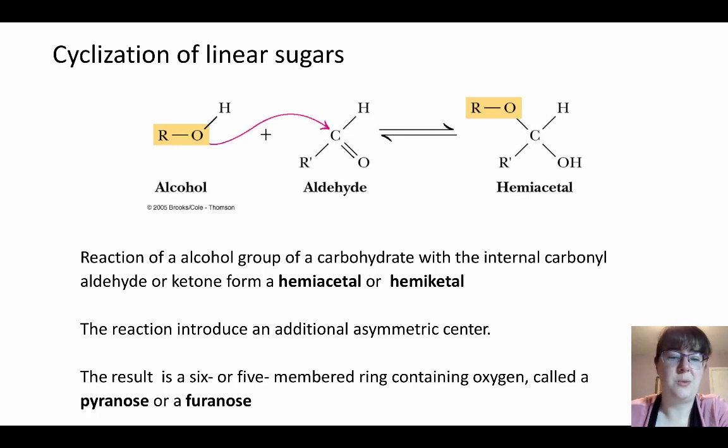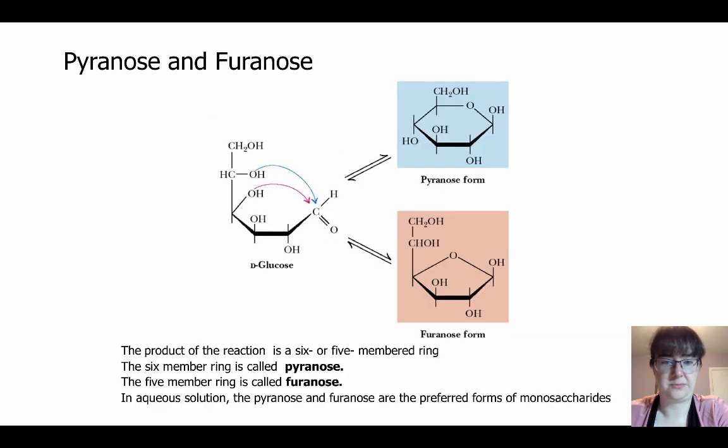So we're going to then talk about what these two different kinds are. A 6-membered ring is going to be a pyranose, and a 5-membered ring is going to be a furanose. And here it is again. So notice that when we're looking at these, you are going to have oxygen as part of the ring.